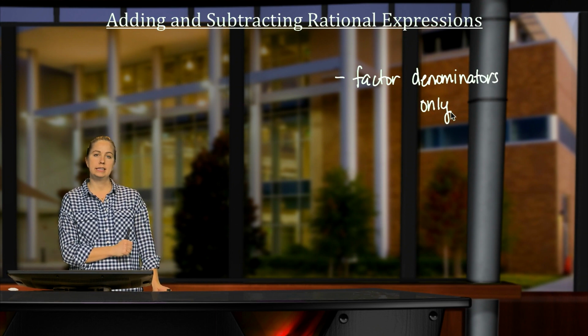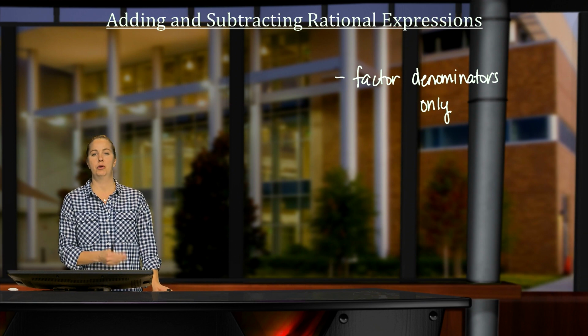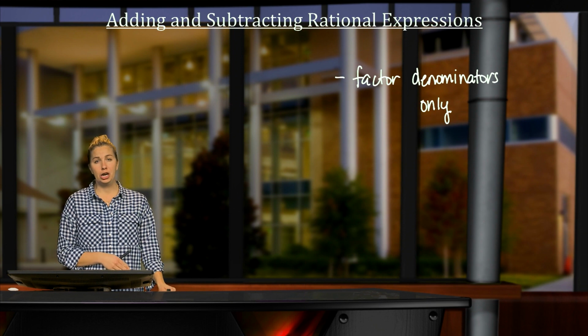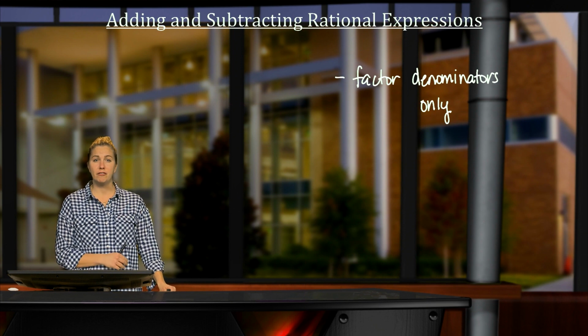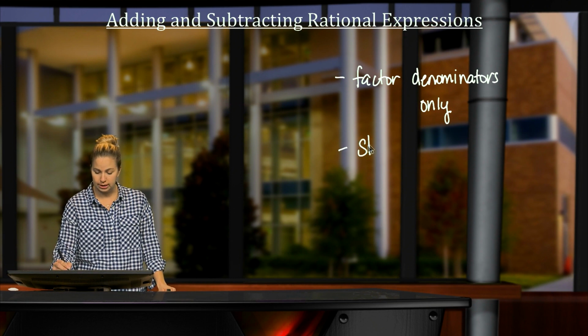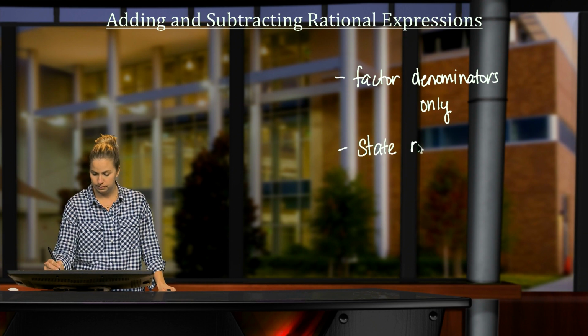Unlike with our previous examples where we were simplifying, multiplying, or dividing rational expressions, at the end of this problem, we're going to be combining our numerators, so we want to make sure that they're not in factored form. We're going to continue to state restrictions, just like we've seen in all of our other examples.